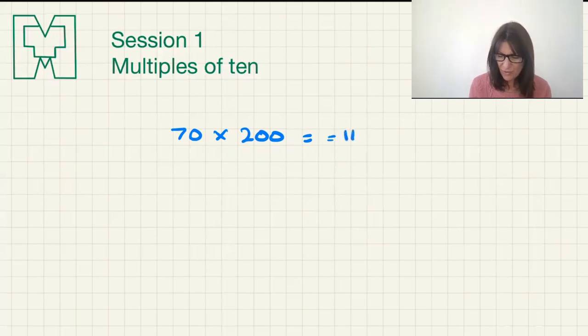Okay, 14 for the 7 times 2. And I ignored 3 zeros. So in goes the 3 zeros.